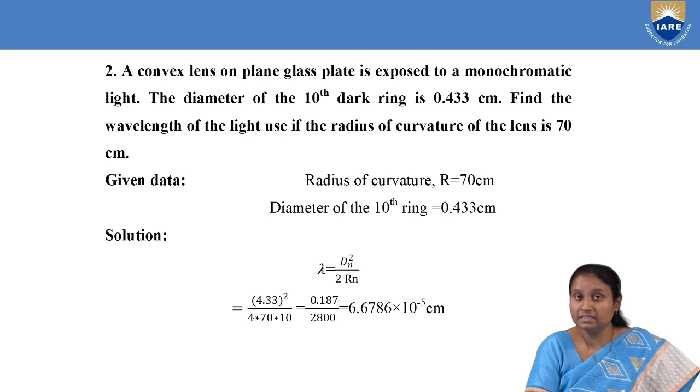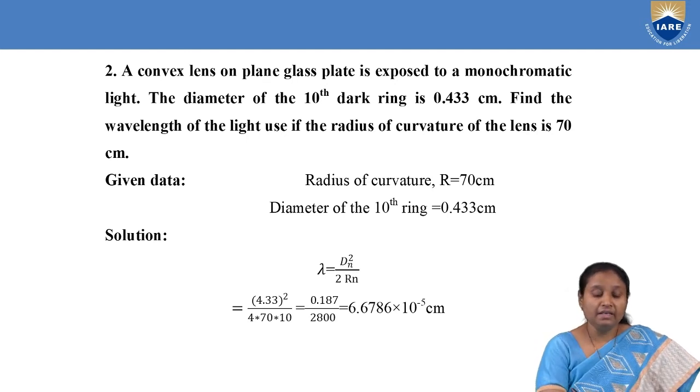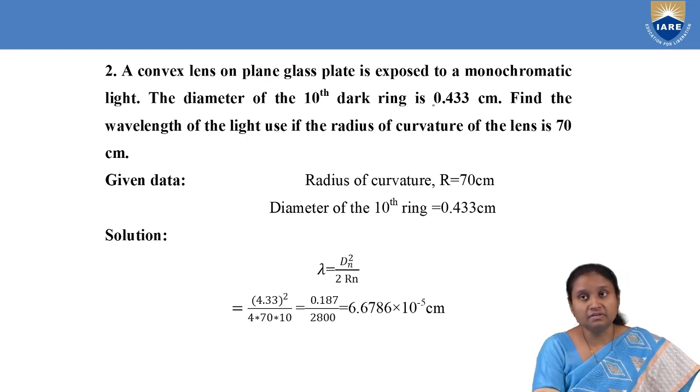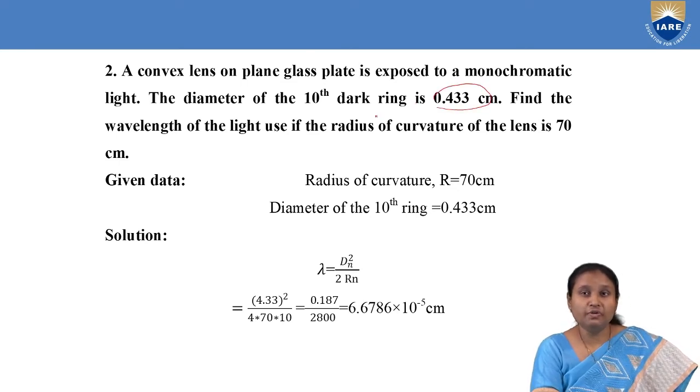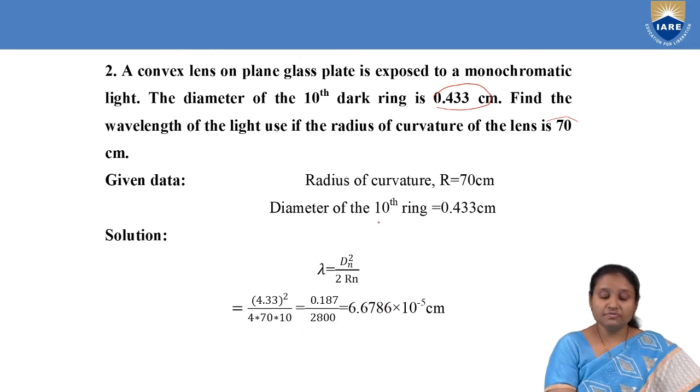It means that the light has a single wavelength. Here the diameter of the 10th dark ring is given. What is its value? 0.433 centimeter. We were asked to find the wavelength of light, and we were also given the radius of curvature of the lens. For this, we are going to make use of a simple formula.